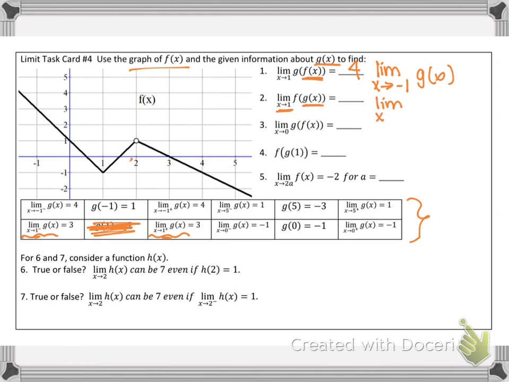So then I'm going to take that 3 and find the limit as x approaches 3 of f of x. Okay, that limit as x approaches 3 of f of x. So let's go to our graph and find the limit as x approaches 3. So we're finding the limit from the left and the right, and that limit is going to equal 0.